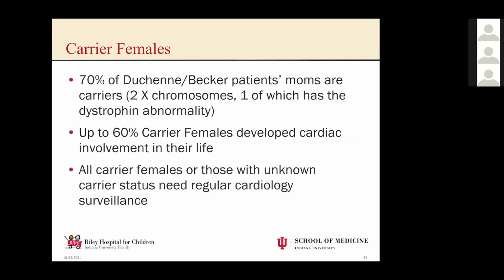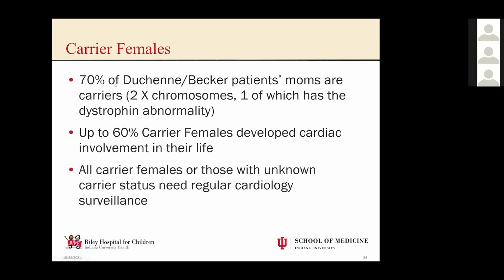And one final plug I just want to make sure everybody's aware of is carrier females. Patients with specifically Duchenne and Becker muscular dystrophy, mothers or females in the family can be carriers of it. So we know 70% of patients with Duchenne muscular dystrophy got that genetic abnormality from their mom. One of the abnormal X chromosomes that came from their mom went to the son, or on rare occasions the daughter, and they don't have enough of that dystrophin.